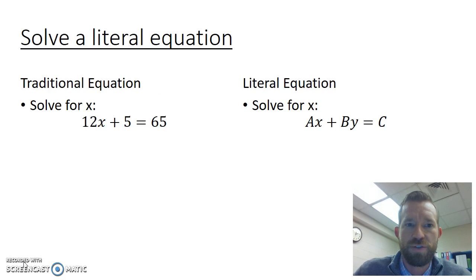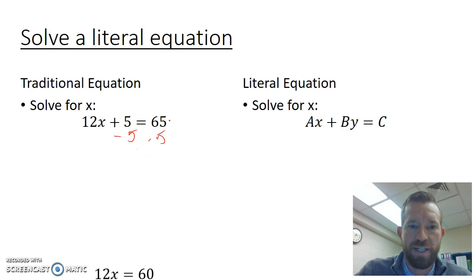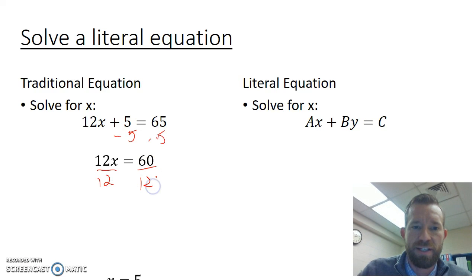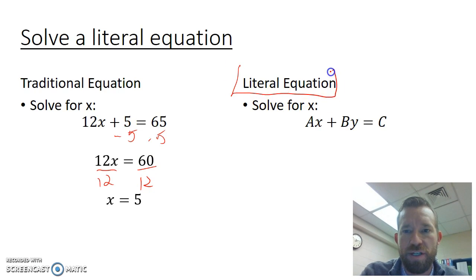On the left side here, you'll see the traditional equation. In this kind of problem, I have to subtract 5 from both sides, and then divide by 12 on both sides, and you get your answer. So that's the traditional equation. What a literal equation is, that's what we're really focused on today.